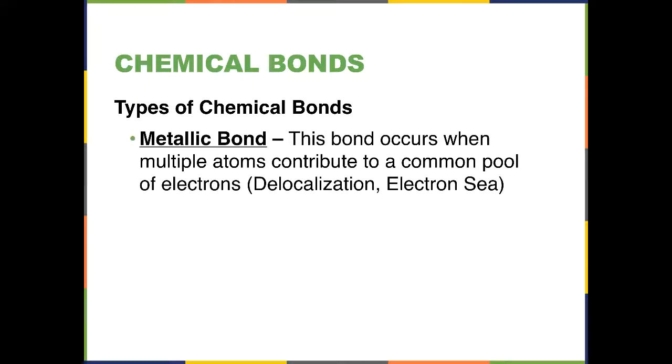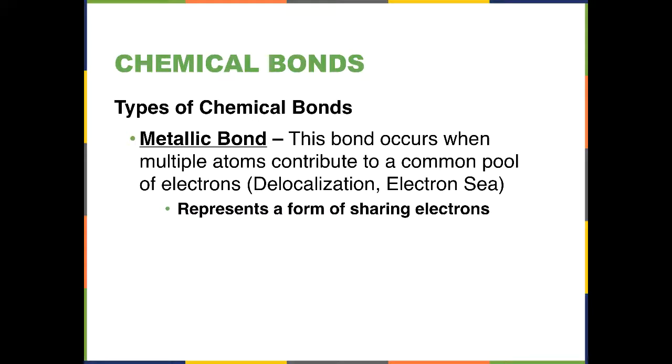The last of the three types of chemical bonds is the metallic bond. The metallic bond occurs when multiple atoms come together, and is called a metallic bond because it frequently occurs between metal atoms. These atoms come together and they just dump their valence electrons into what's known as an electron sea, or a common pool of electrons. And the electrons become delocalized in such a way that, if you could see the electrons, you couldn't tell whose electrons are whose once they're in this electron sea.